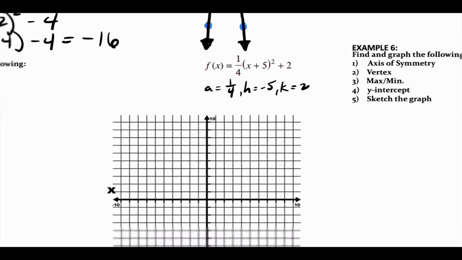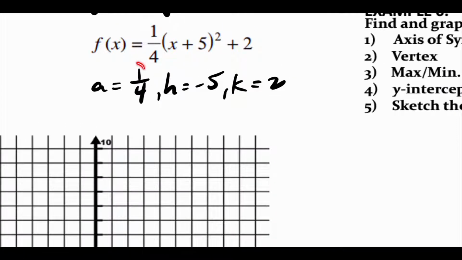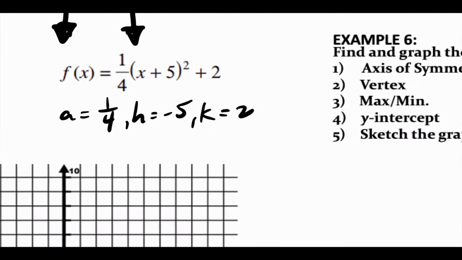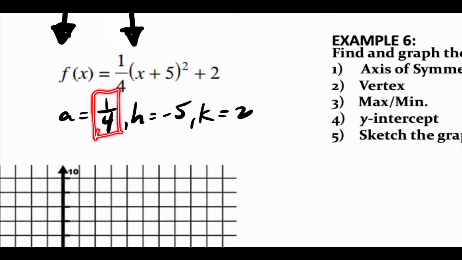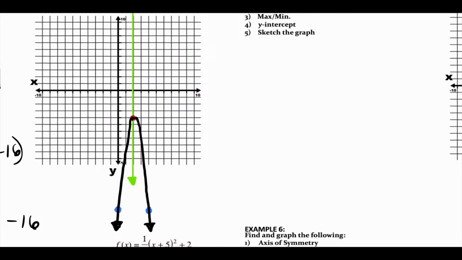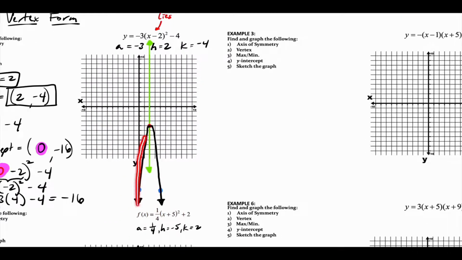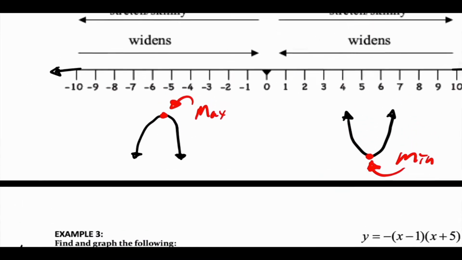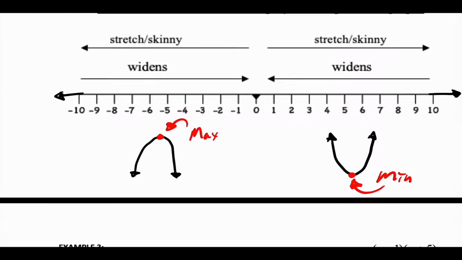Okay. So A is negative or positive, right? A is positive, so it should be arrows up. What else about A though? What else do we know besides arrows up? What does that 1/4 tell me compared to the one you just did, compared to this guy here? It's going to be arrows up, but it's also going to be skinny or wider.